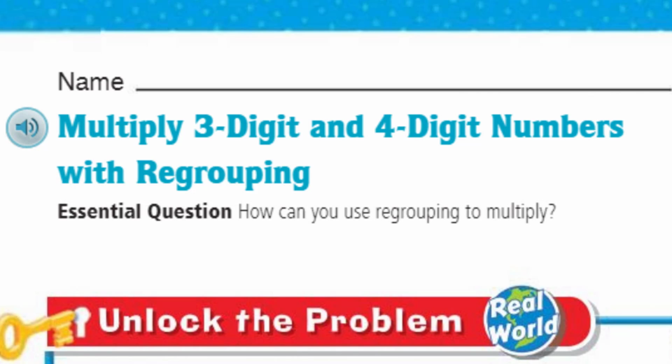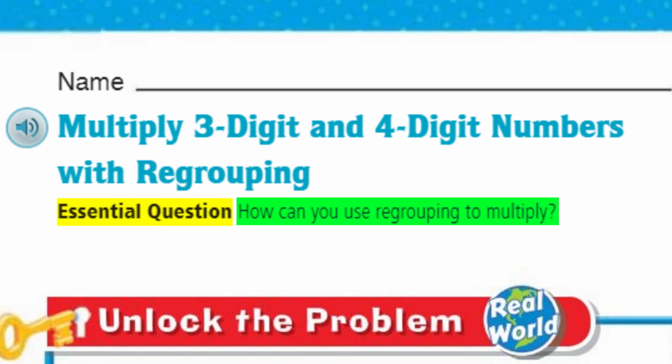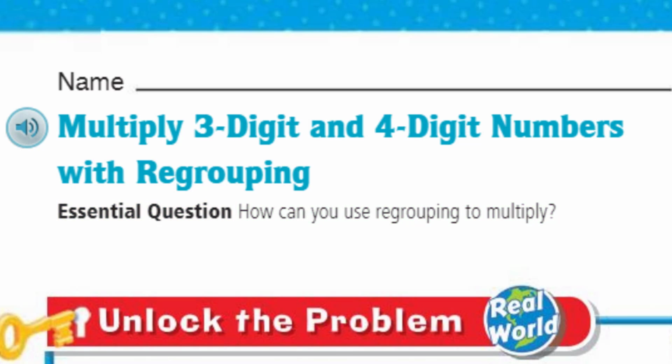Anyway, our purpose today, our objective is clear. It's our essential question. It states, how can you use regrouping to multiply? Cool. So we're going to regroup just like when you were in 2nd and 3rd grade. Okay, boys and girls, you must regroup your numbers when you add. Yes, okay, but we're not adding. This is like a fast way of adding, so let's have some fun. But first, we must unlock the problem.